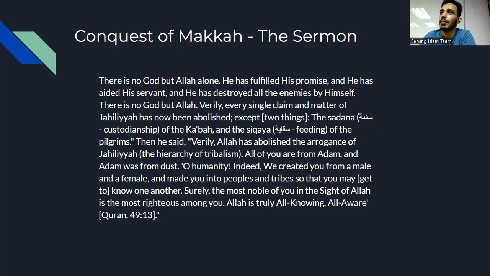What does that mean? Any idea? So the Jahiliyyah animosity, the hierarchies and everything, is abolished. Except two things: the Sadna of the Kaaba and the Siqaya. So the Sadna is the custodianship of the Kaaba, which was with the family of Usman bin Talha, and the Siqaya, which was with whom? Siqaya is the feeding of the pilgrims, which was with Quraysh.